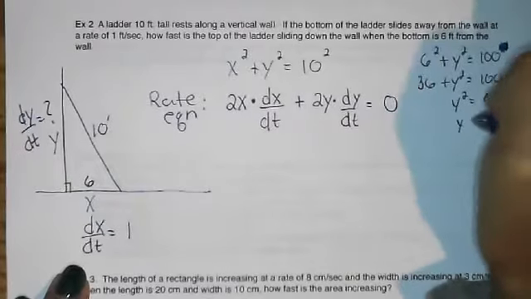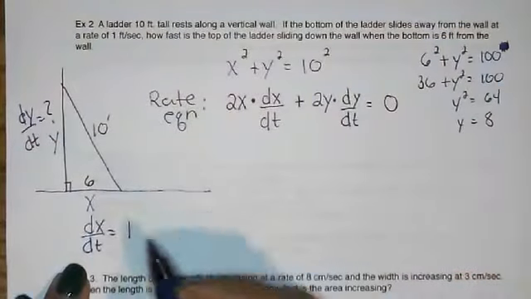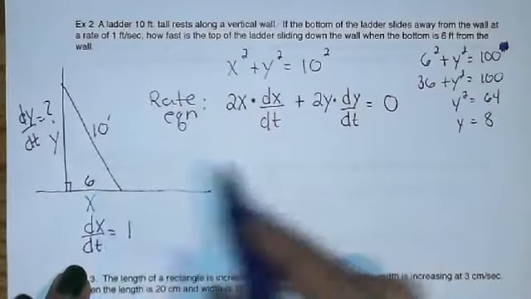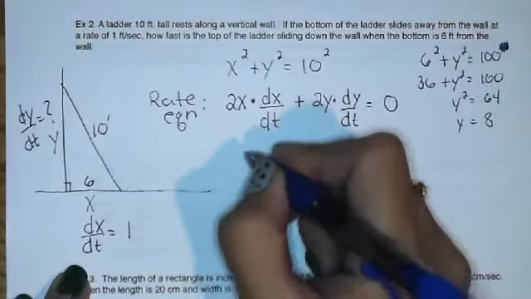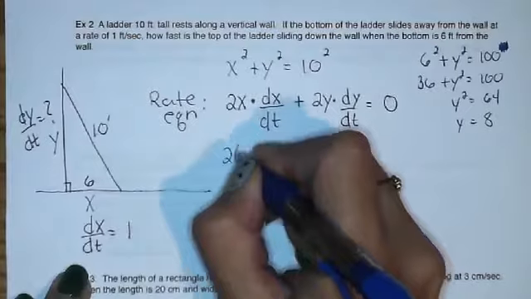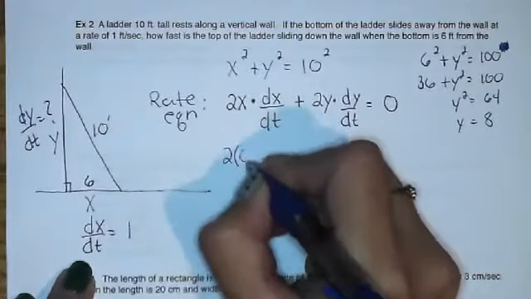equal 10 squared, which is 100. Y squared equals 64. Y is an 8 when x is 6. So now I can substitute in, and it's a little bit of simple algebra.